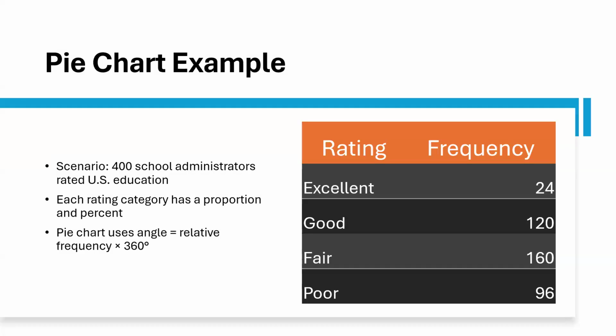Here's an example. In a survey of 400 school administrators, participants rated the quality of U.S. education. We can use those frequencies to calculate percentages and create a pie chart where each slice represents a different rating. The size of each slice is based on the proportion of total responses.